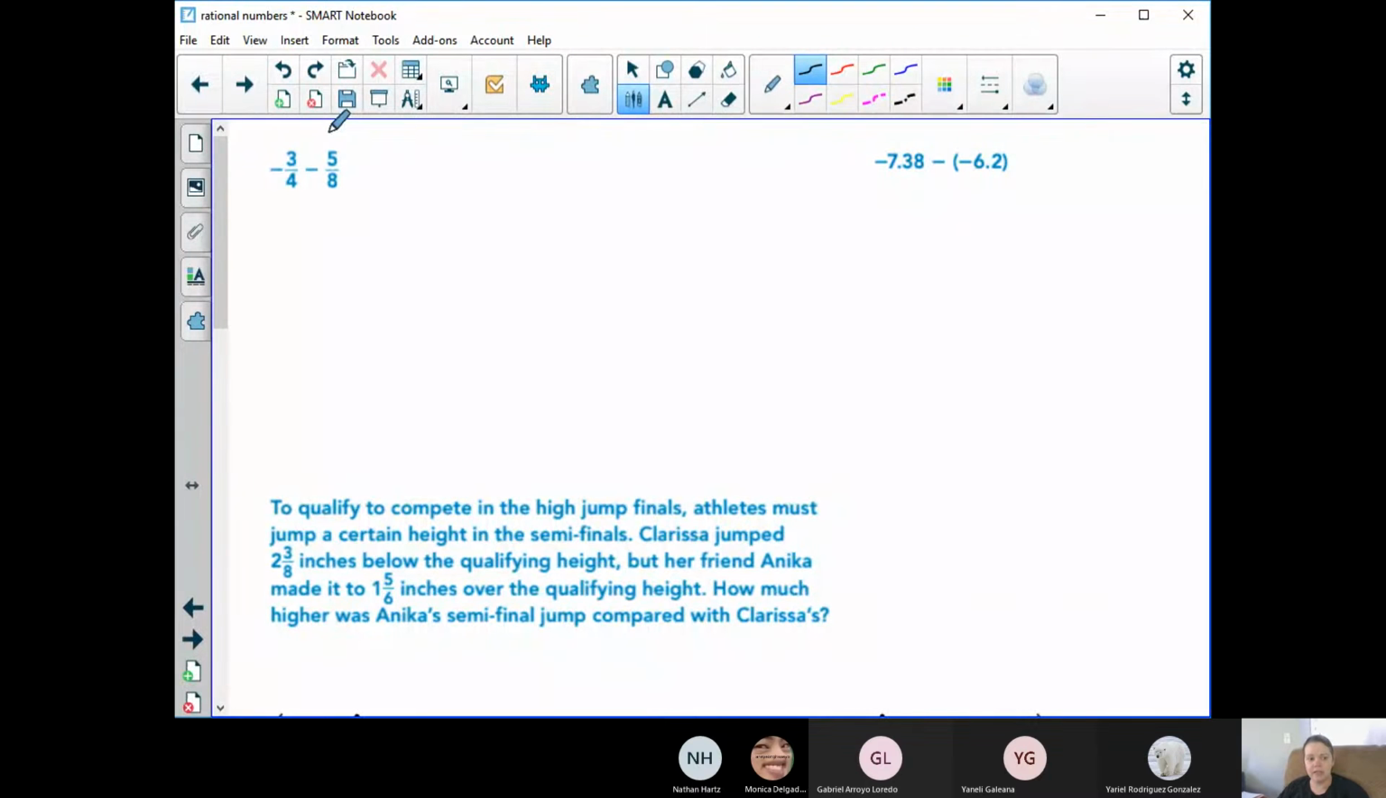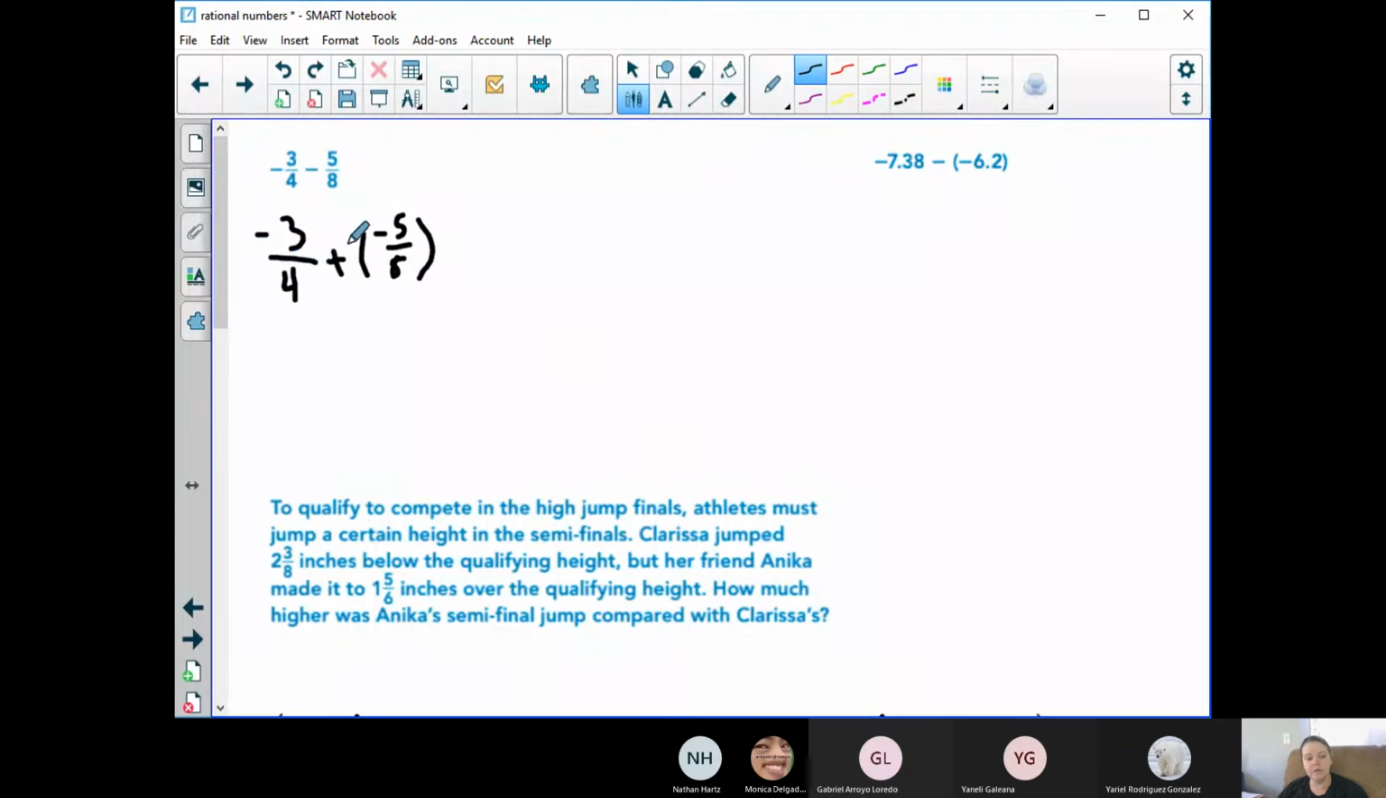So the first thing I want to do is rewrite this as an addition problem. So I'm going to write -3/4 plus, and since this means the opposite of 5/8, I'm going to write it as -5/8. And there's my addition problem. Now from here, it is a little bit easier to see what I need to do.